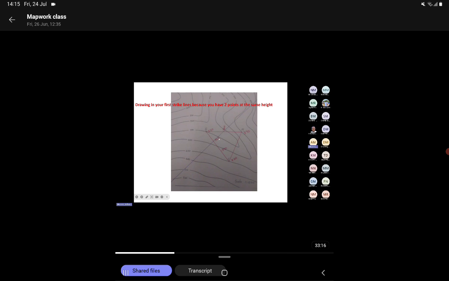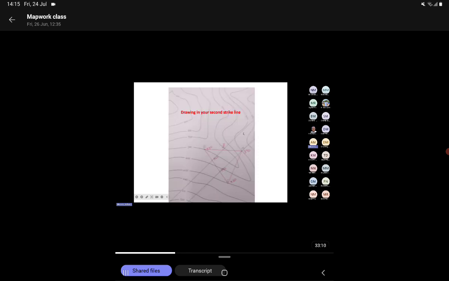Then this 360 and this 360 will give you the second strike line, because already the first strike line was from 390 and 390. Now that you have 2 strike lines on the map, you are able to draw the rest of the strike lines across your map page, because you only needed to figure out how to draw 2 strike lines when you don't have any points on the same elevation.